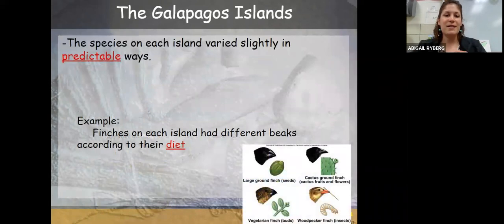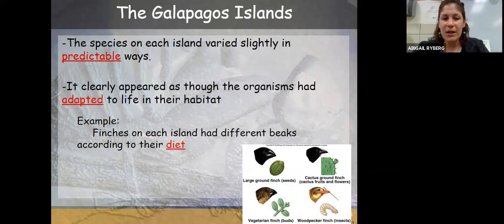So the species on each island varied slightly in what he realized to be predictable ways. So it clearly appeared as though the organisms had adapted to life in their habitat. An example of this was with Darwin's finches, and finches are birds. There's probably a finch outside my window right here. So we have lots of finch species right here in Ohio. And he saw finch species in the Galapagos Islands.